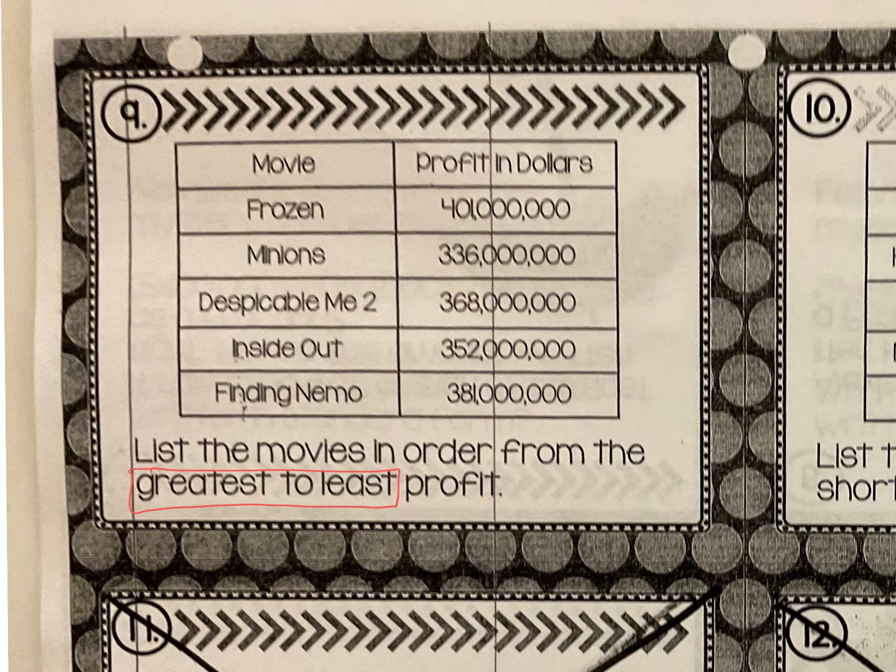Guys, this is something you learned in elementary school. Line them up by place, right? Place value. Okay, they're kind of already lined up for us. So we're going to start, where do we start? We look at the largest place, right? So we've got a 4, a 3, a 3, a 3, and a 3. Well, greatest to least. So what's the biggest one up here? The 4. So Frozen is the first one. So we're just going to put a 1 next to it.